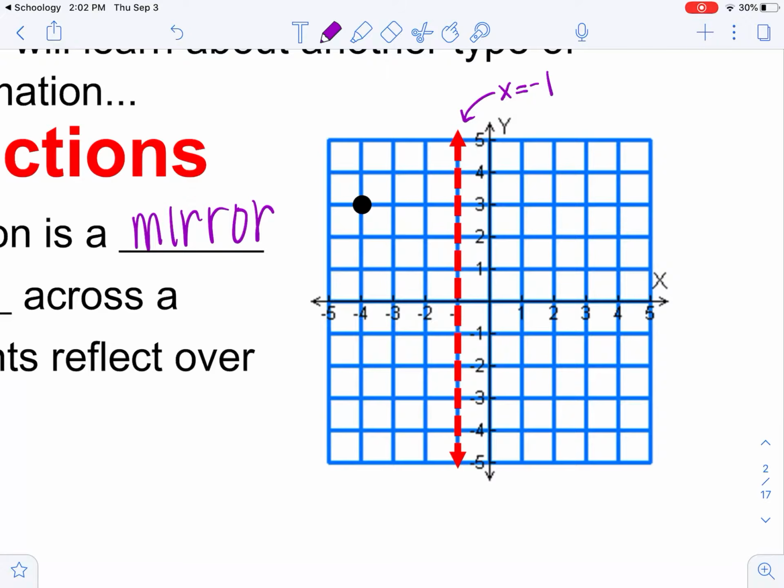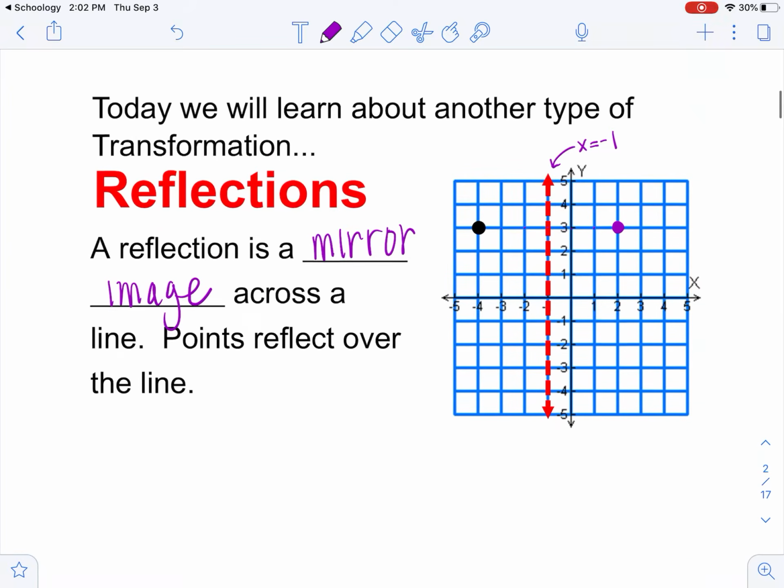Now, if I want to reflect over that line, I have to know how far my point is away from that line. So if you count, 1, 2, 3. It's 3 away from the line. So I'm going to go 3 to the right of the line. 1, 2, 3. So now my point is reflected over that line. So you're going to have to know how to draw those lines if I gave you the line y equals 6 or x equals -2, and then reflect over it and write the location of your new point.